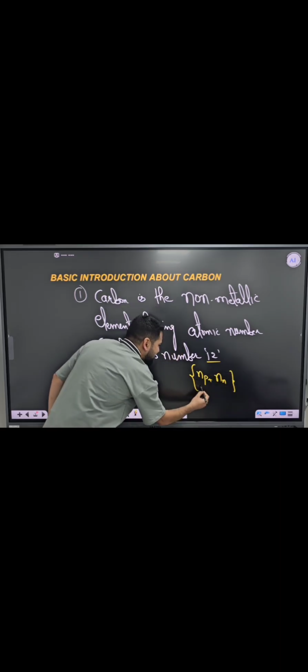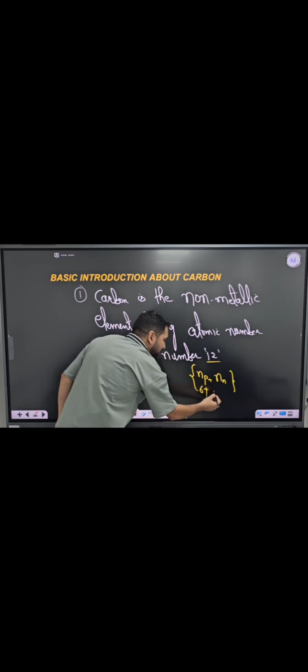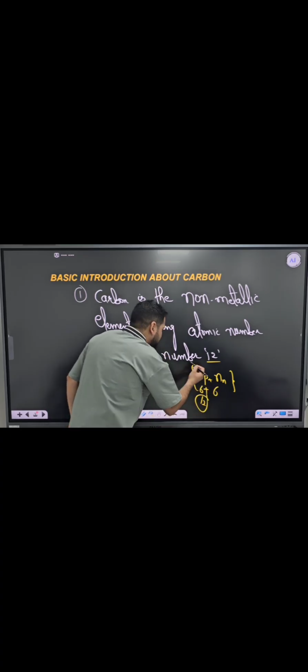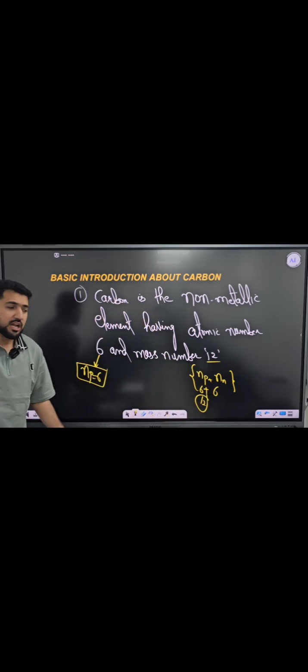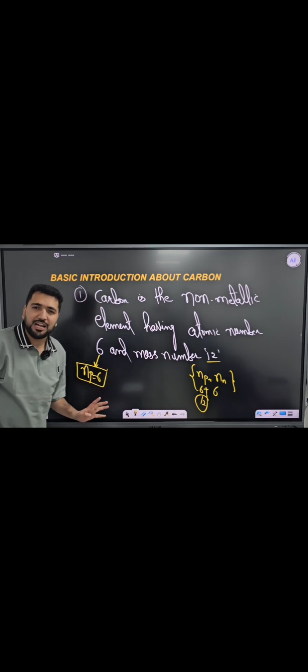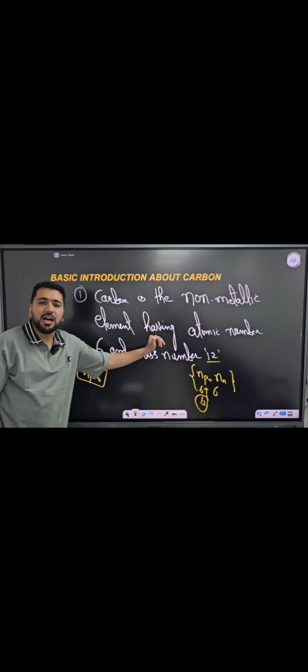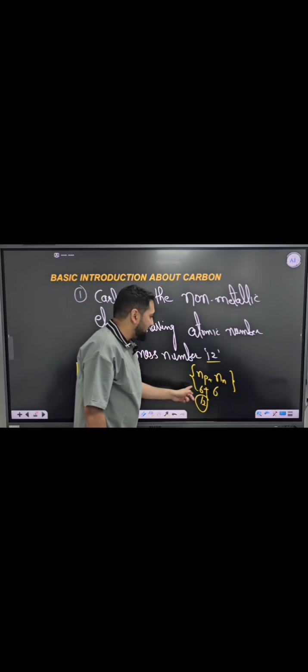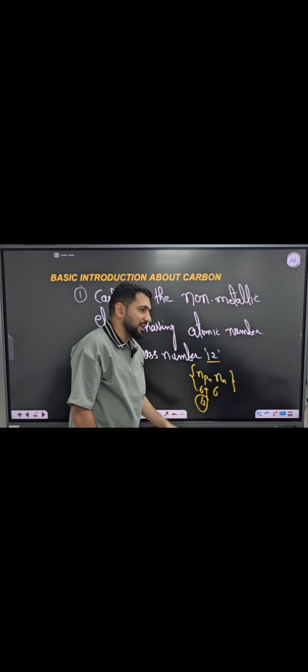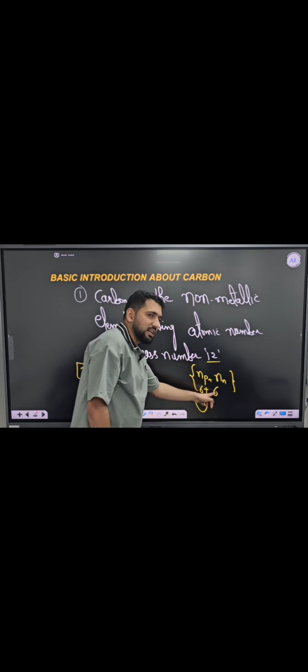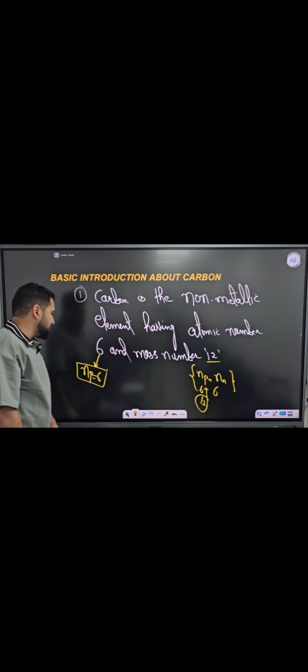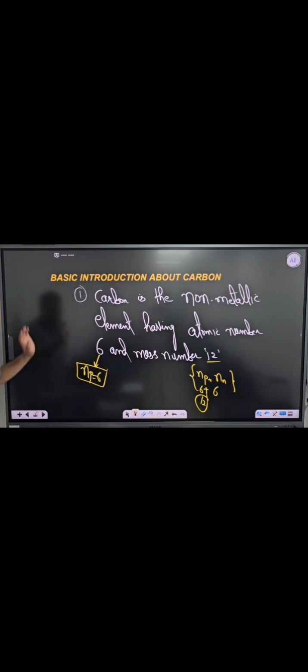And how many protons does carbon have? 6 protons. How many neutrons does carbon have? It has 6 neutrons, so its mass number will be 12. Now we have a few isotopes of carbon, like carbon 13 and carbon 14. In carbon 13, the number of neutrons is 7. In carbon 14, the number of neutrons is 8. Clear? I hope the idea is clear, guys. So this was the first point.